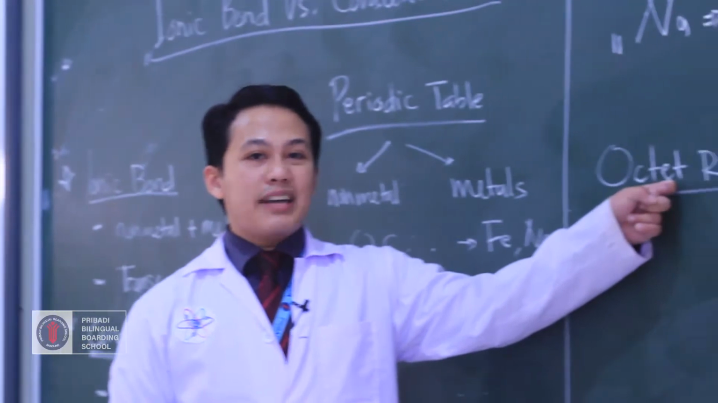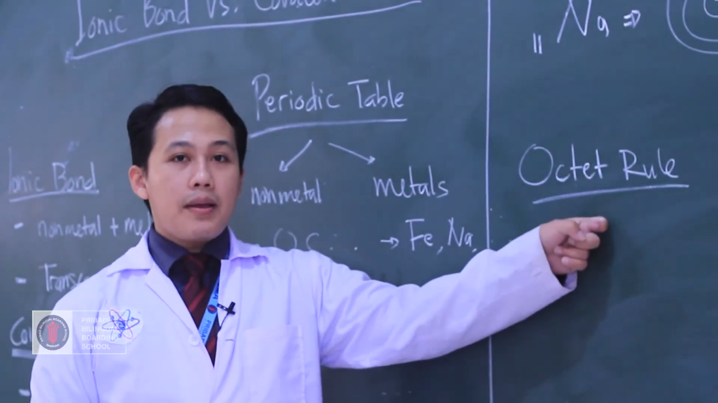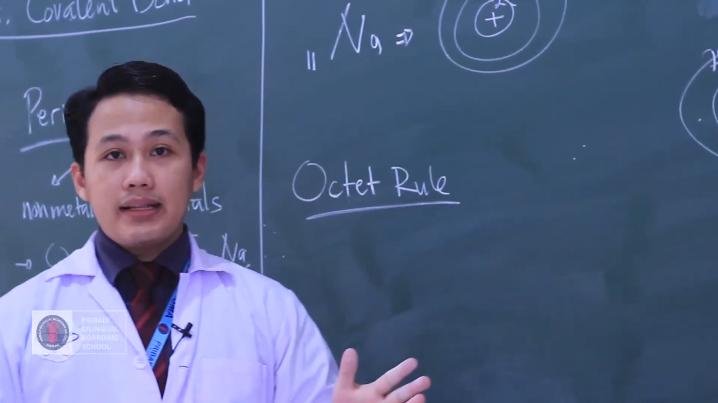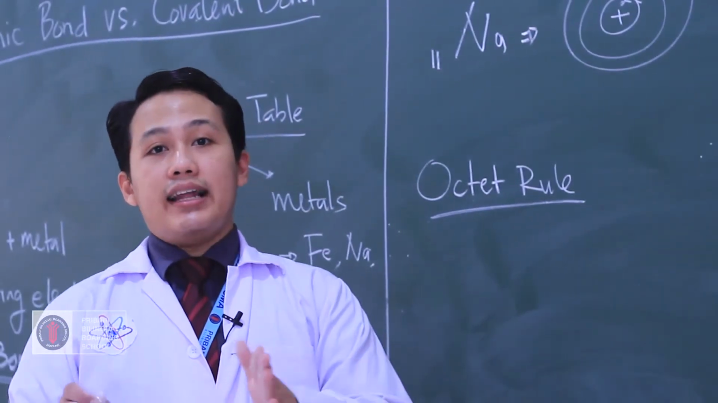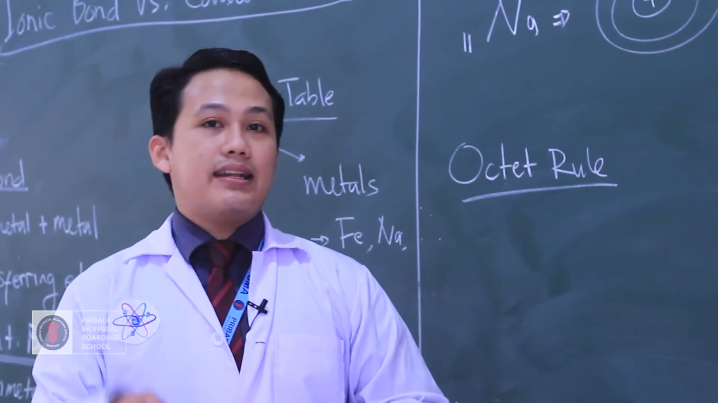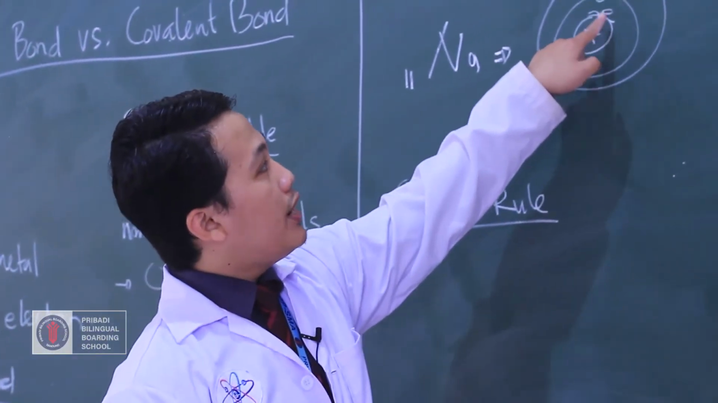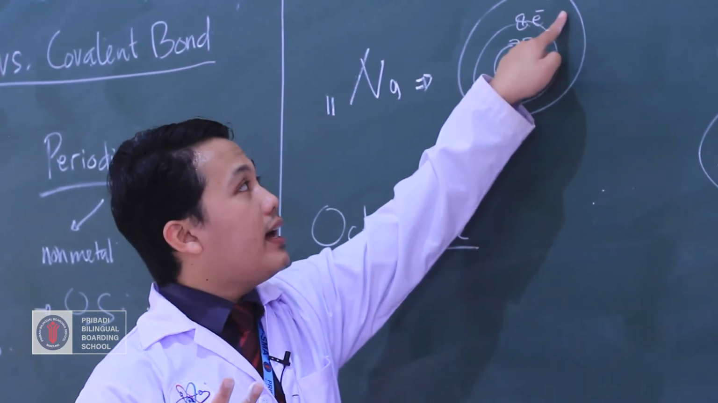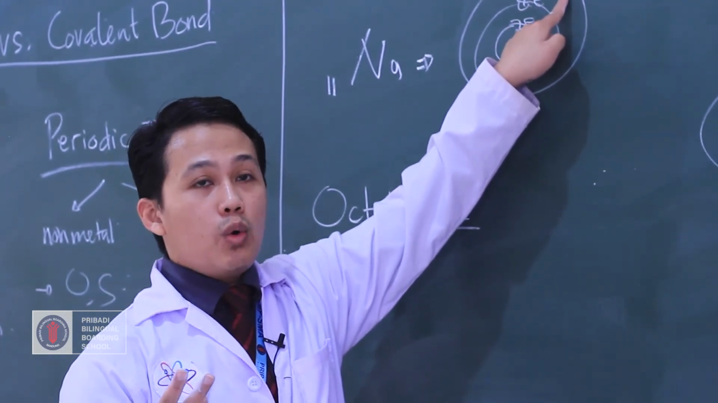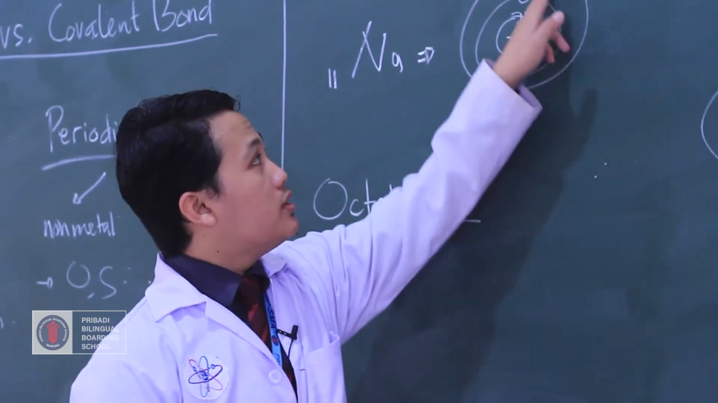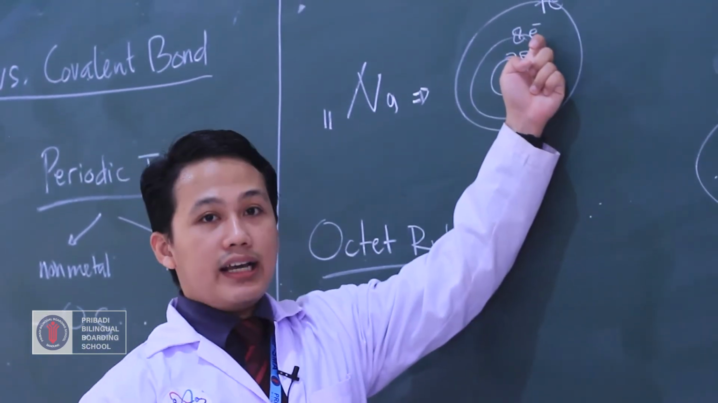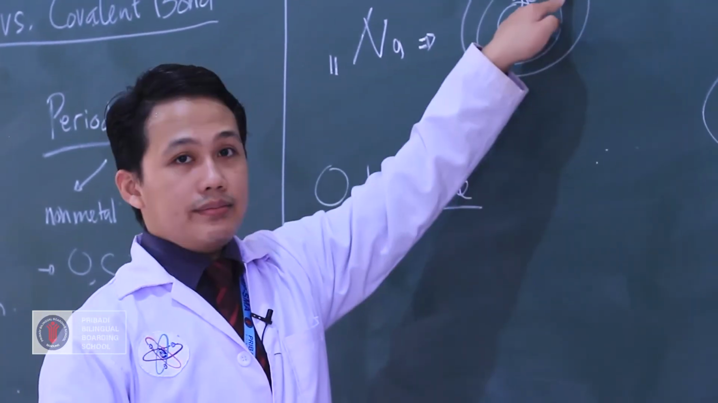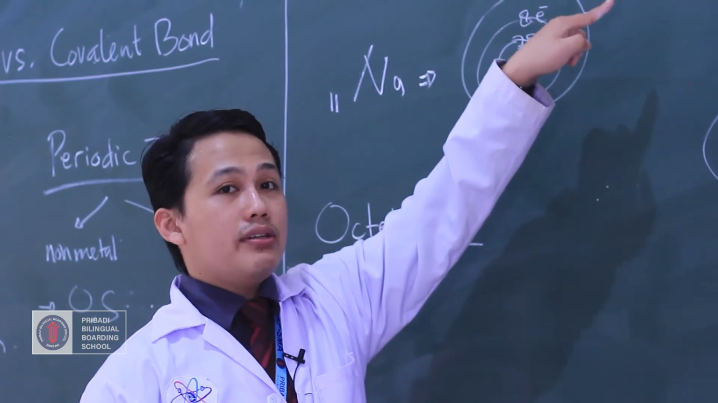What is the octet rule? Octet, octa, 8. So the octet rule basically explains that elements, any kind of element, tend to have 8 electrons in the outermost of their layer. So for example, it has 2, 8 and 1. Okay, so there are two possibilities for Na to obey the octet rule. Either it loses 1 electron, so it will be gone and then you will have 8 electrons in the outermost, or it needs 7 electrons from outside. So you will have 1 plus 7, 8 electrons.